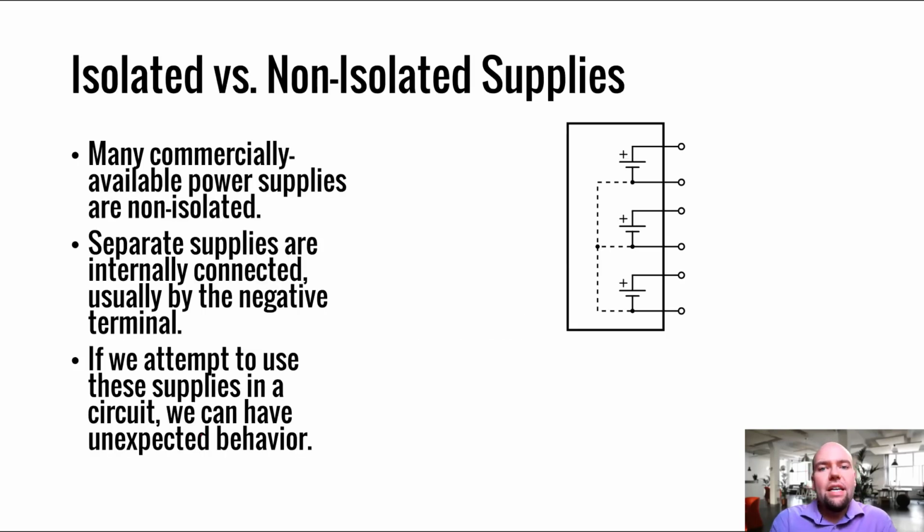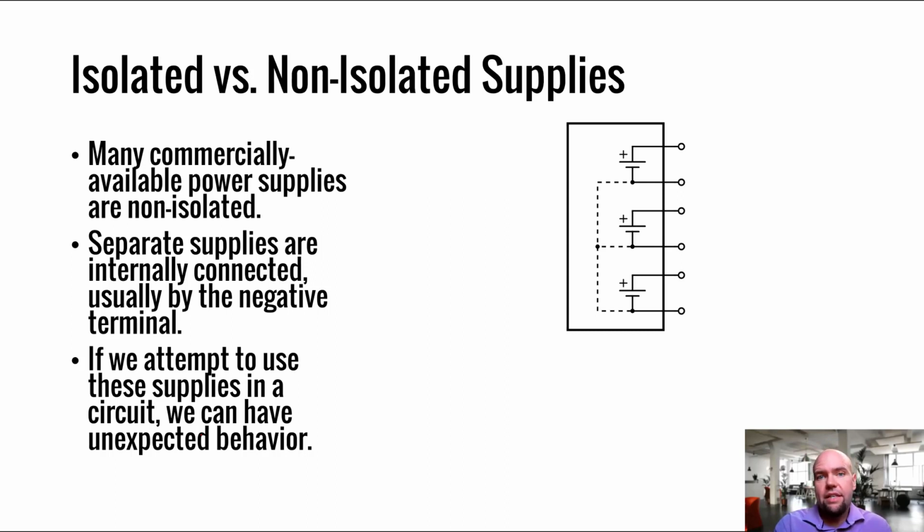The first thing I want to talk about is isolated versus non-isolated supplies. So in the textbook, a supply is just this ideal thing. A voltage supply is this floating object that always produces a voltage between its terminals. You can connect it to anything, any way you want. And as long as you don't put two voltage supplies in parallel with a different value or a different orientation, then you're fine. You can do anything you want with them.